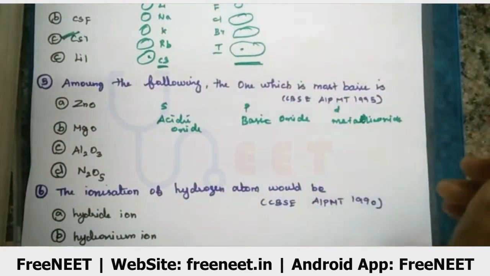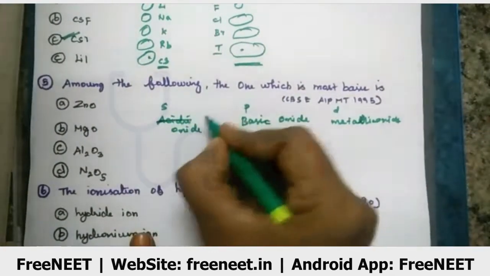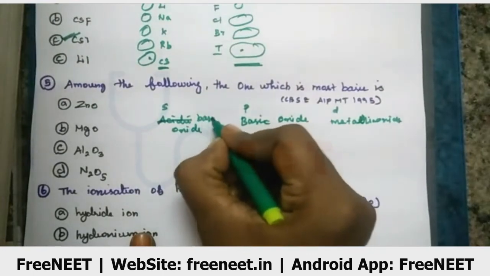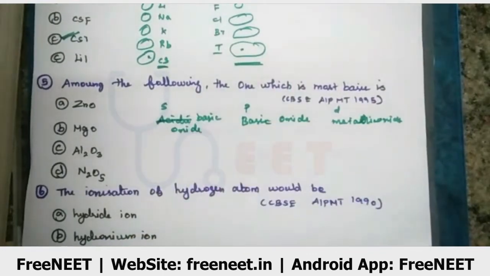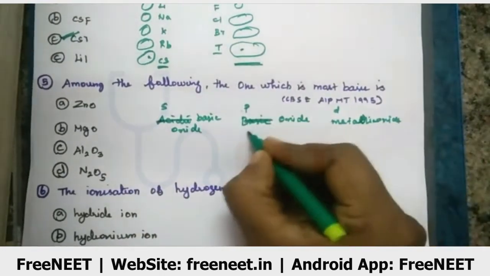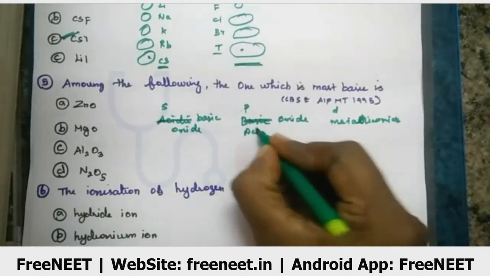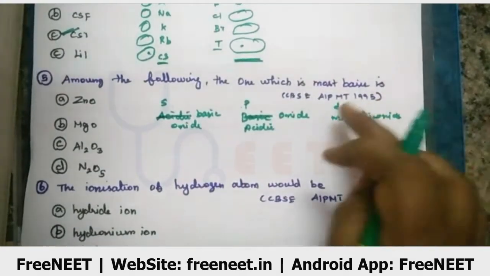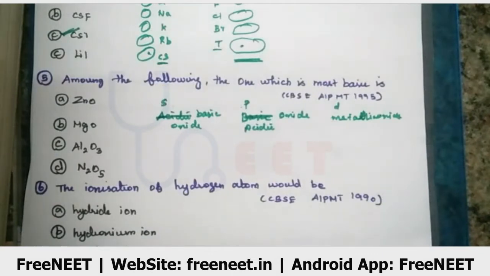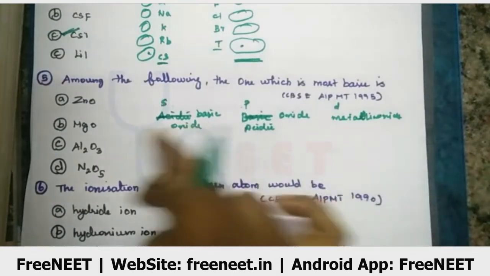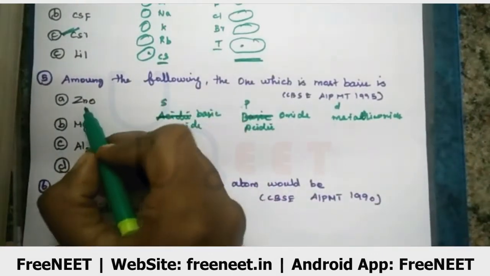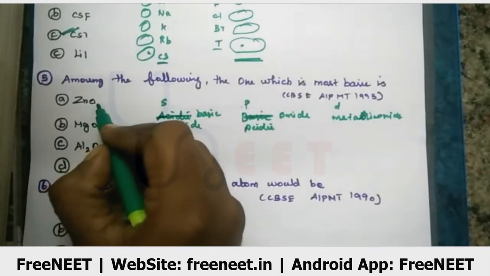Before going to this question, we should know about the oxides: S block elements form basic oxides. P block elements form acidic oxides. Then D block elements form metallic oxides. We should know that. In this case, zinc is a D block element, so it is a metal oxide.